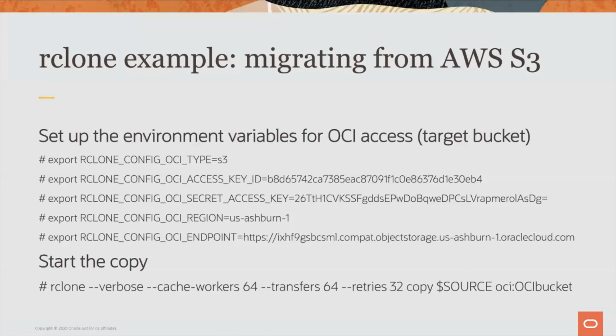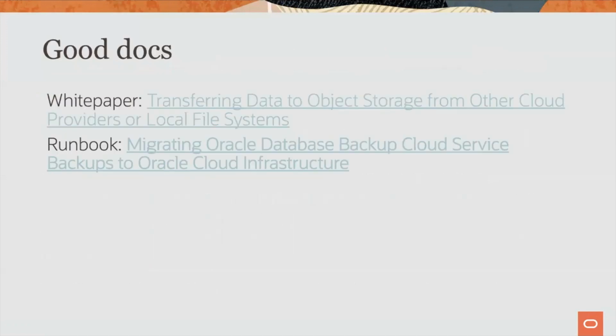And when you have all your backups moved from AWS to OCI, if you want to find out more information, here there are a couple of docs that you can look at. The first one is a white paper about transferring data to object storage from other cloud providers or local file systems as well. This is an object storage white paper. It's the white paper I use to find out about our rclone configuration, etc. If you want to use it for copying other data, it's a good place to read. Or if you want to find out more about rclone, that's what you can look at.